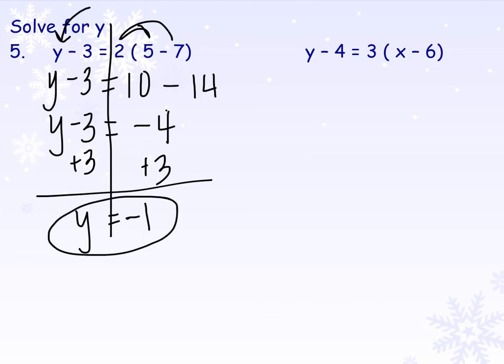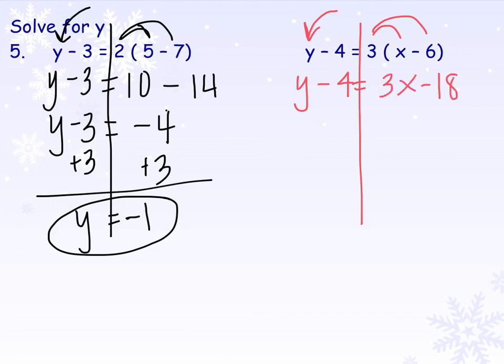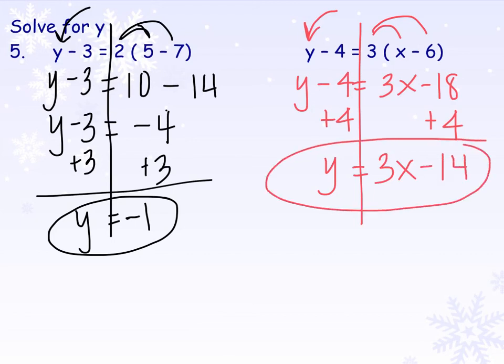Now if I look at the equation on the right side, again, I'm trying to solve for y. So first step is just to distribute. Y minus 4 stays the same and is equal to 3x minus 18. Now, since I'm still trying to get that y alone, the only thing standing in my way is that negative 4. So I'll add 4 to both sides and get y is equal to 3x minus 14. That is my final answer.